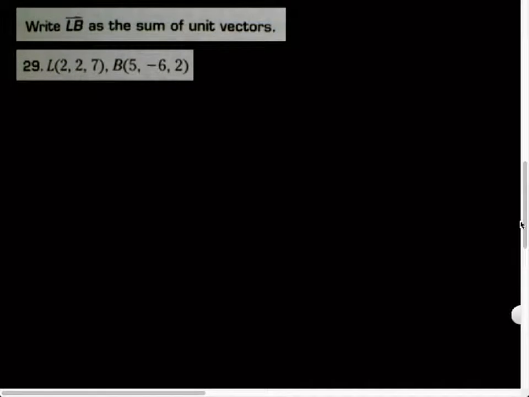All right, write vector LB as the sum of unit vectors. So the first thing I'm going to do is figure out LB and write it as an ordered triple. To do that, I'm going to do 5 minus 2 is 3, -6 minus 2 is -8, and 2 minus 7 is -5. When you do this, it's like x2 minus x1 and y2 minus y1 and z2 minus z1. And that's what I would get. So there's the vector as an ordered triple.